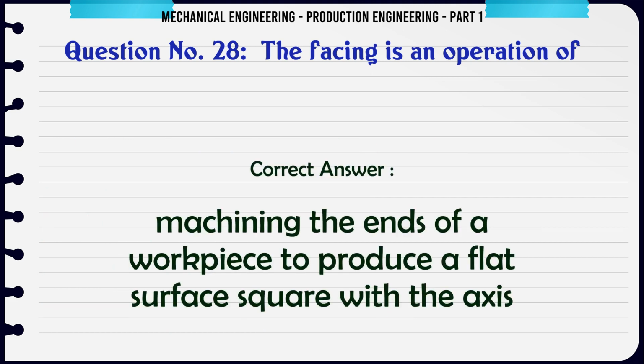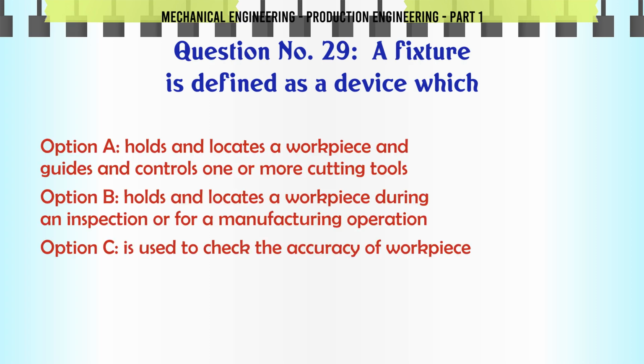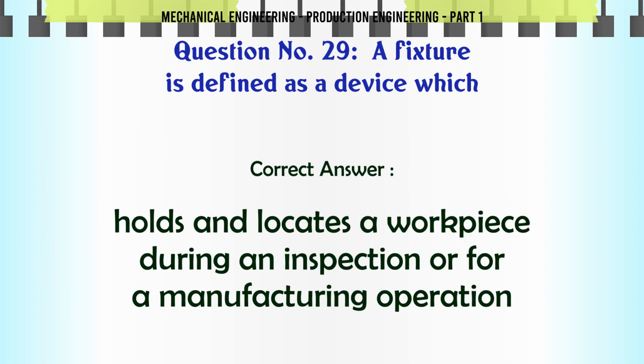The correct answer is machining the ends of a workpiece to produce a flat surface square with the axis. A fixture is defined as a device which: A, holds and locates a workpiece and guides and controls one or more cutting tools; B, holds and locates a workpiece during an inspection or for a manufacturing operation; C, is used to check the accuracy of workpiece; D, all of the above. The correct answer is holds and locates a workpiece during an inspection or for a manufacturing operation.